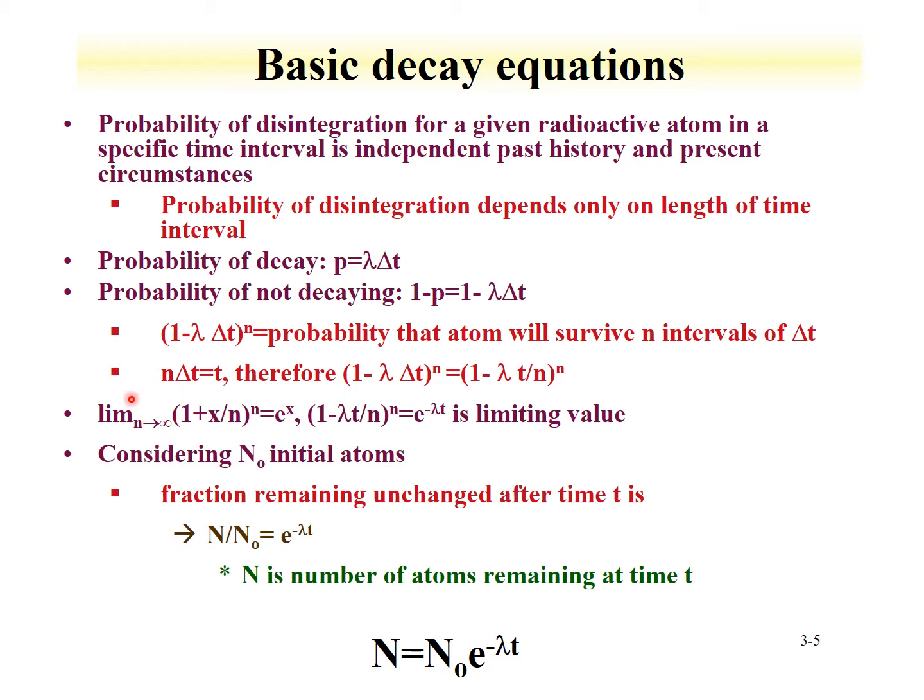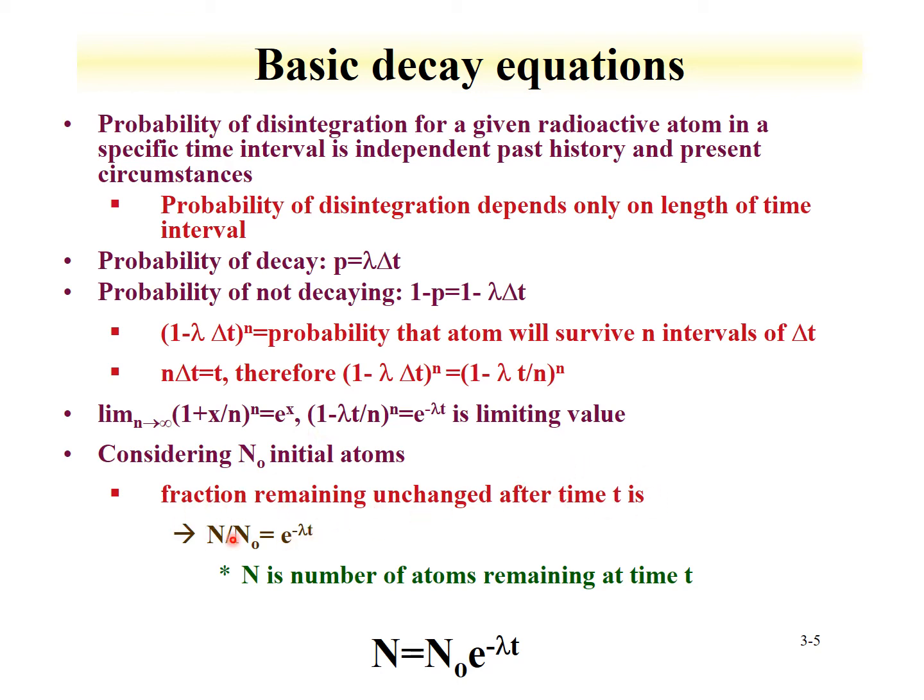Let's take the limit as n goes to infinity. It's (1 plus x divided by n) to the n, and that's just e to the x. If we have (1 minus lambda t divided by n) to the n, that equals e to the minus lambda t. This is our limiting value. So this is how we derive one of the fundamental terms in the equation for radioactive decay. If we have N naught initial atoms, we want to know the fraction that's unchanged in time t.